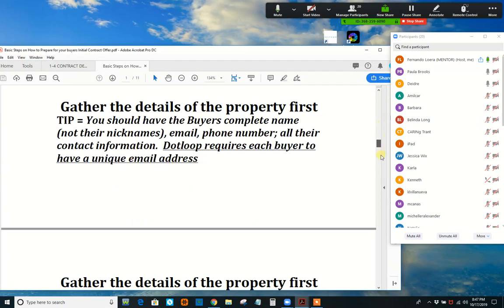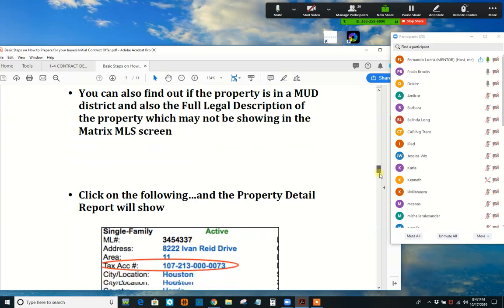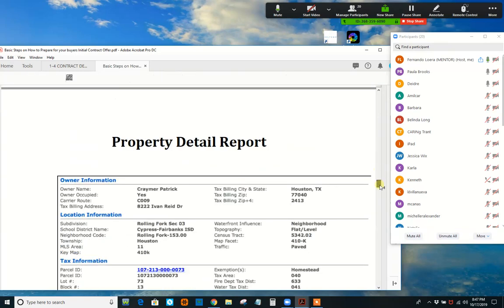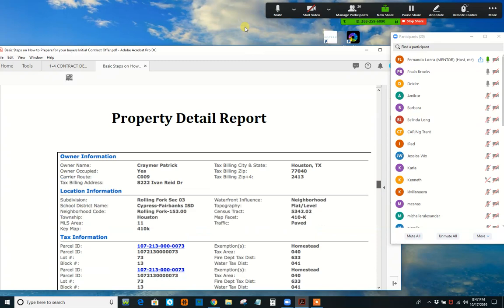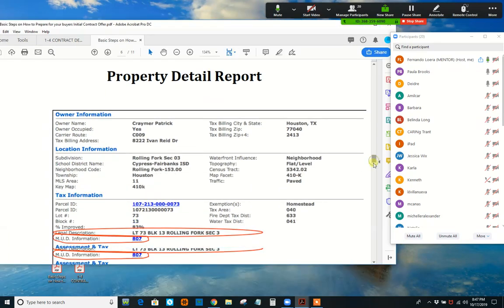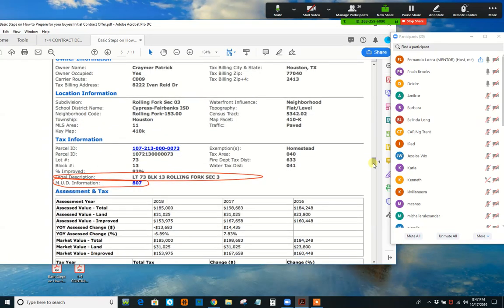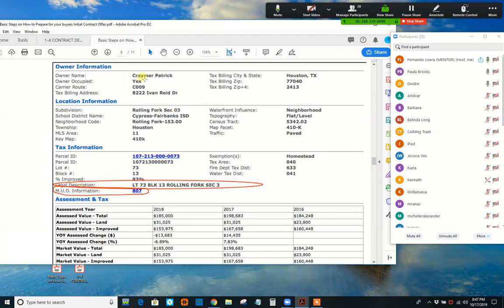So let's go to the section. Okay, here we are. So here's a property detail report. When you click on that account number, it gives you more detail about the property. It tells you the owner, the seller, and different information. But here it tells you the legal description, and if it's a very, very long legal description, you can just copy all of it from here. But you'll notice here too, it says MUD information.